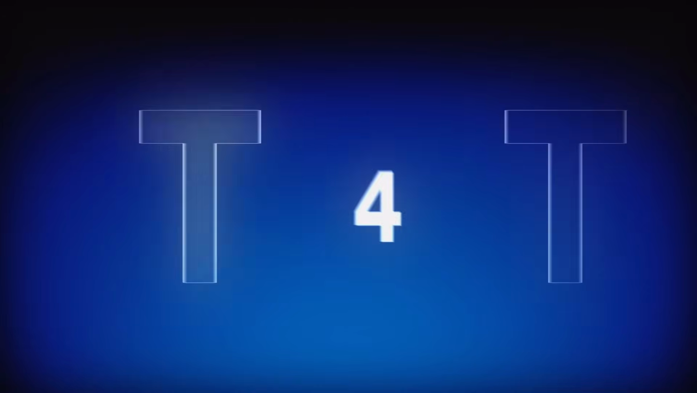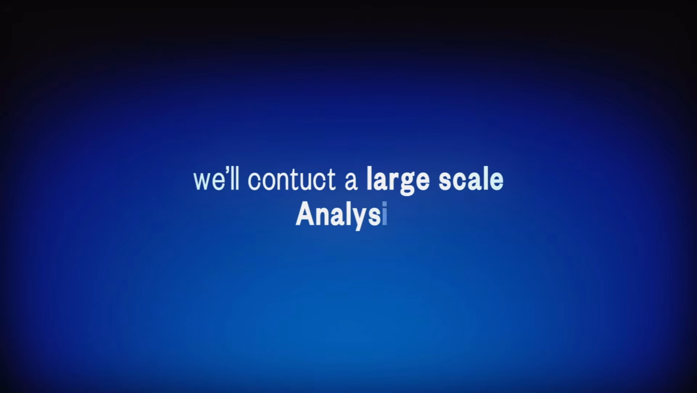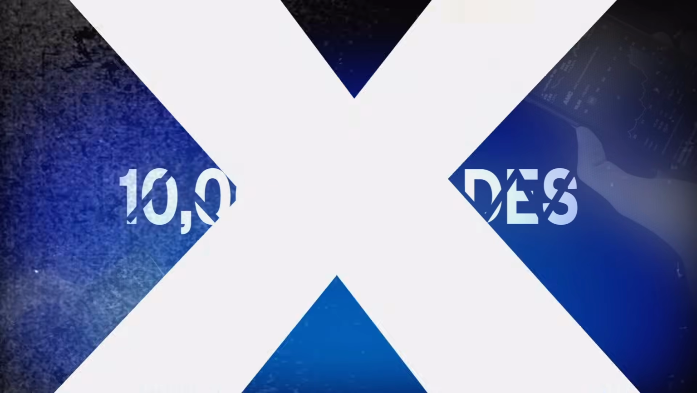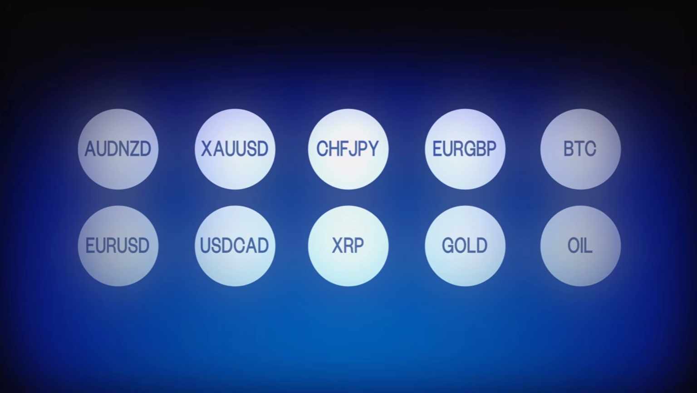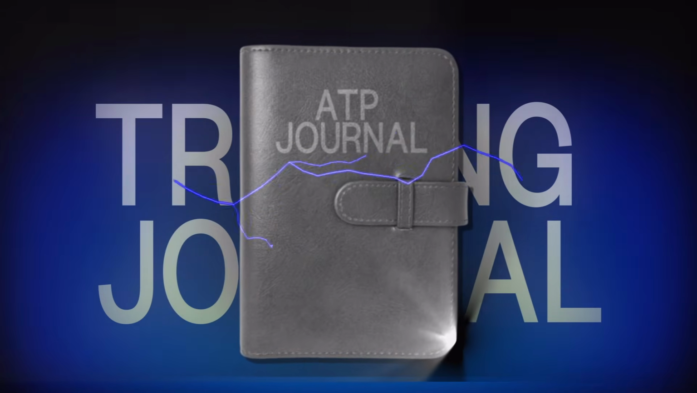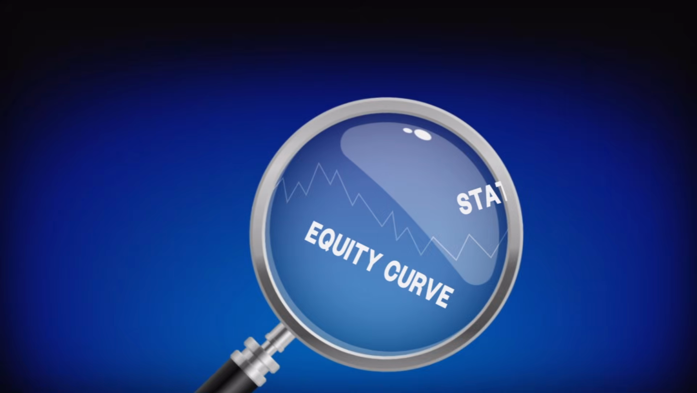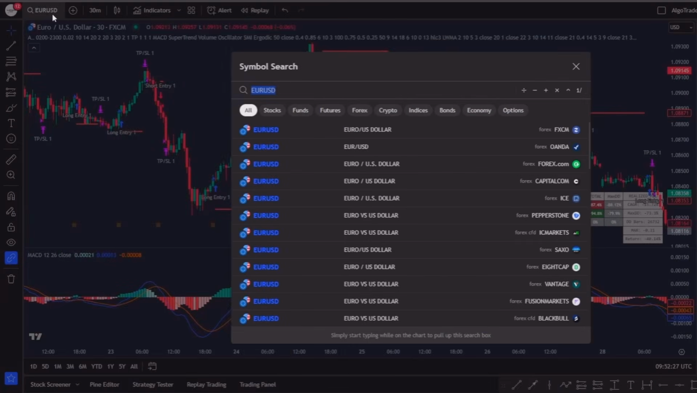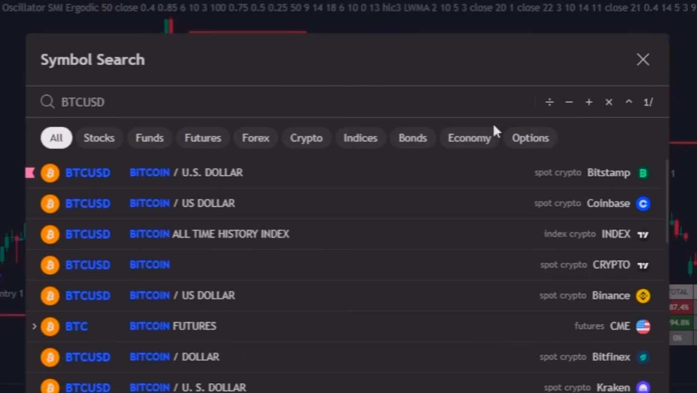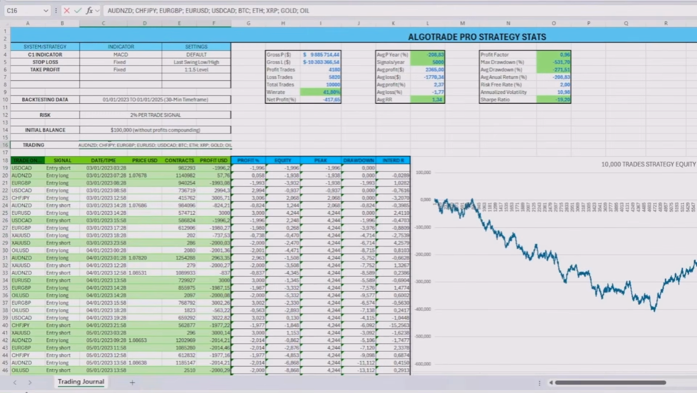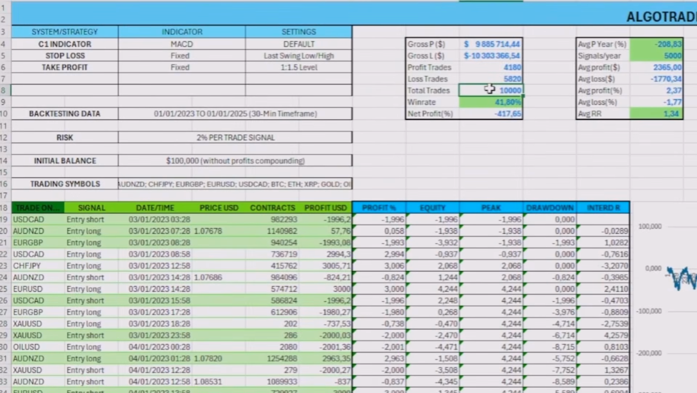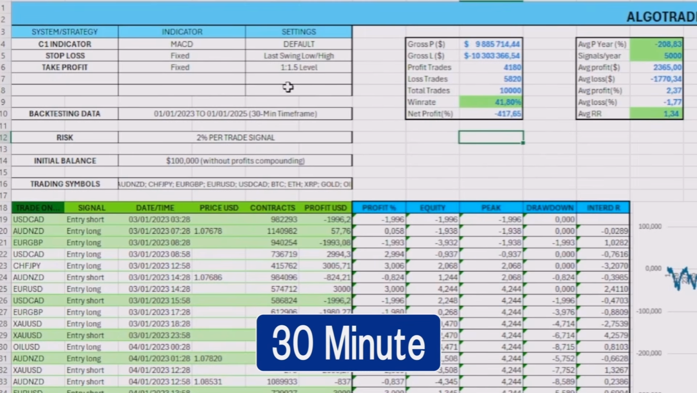So for our final test, we'll conduct a large-scale analysis by running 10,000 trades. To do this, I will analyze 1000 trades on 10 different assets, combine the results into a single trading journal and analyze the overall equity curve and statistics. With my indicators testing bot, I can quickly perform this test, download the trade data and come back with the results. After downloading and analyzing the results from these 10 assets, we now have a complete breakdown of 10,000 trades using this strategy on the 30-minute time frame.